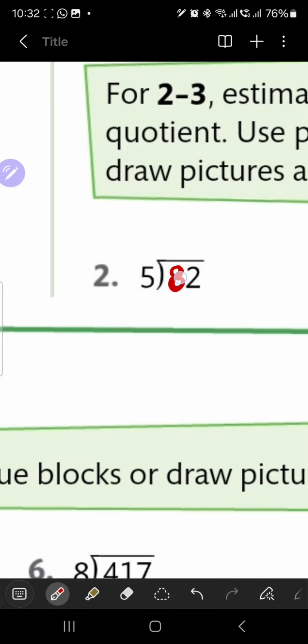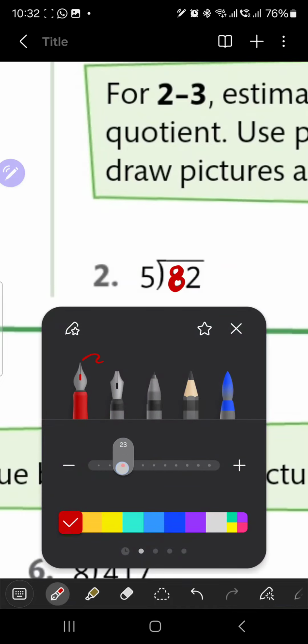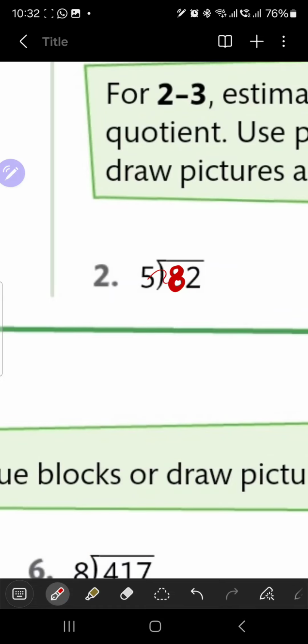We start with 8. Let me make this smaller. 8 divided by 5, that is how we read it. So we ask ourselves, in the timetable of 5, what is the number that is closest to 8? Timetable of 5, starting with 5 times 1 equal 5. Then 5 times 2 equal 10. But we don't have 8. The closest thing is 5, right? So 5 times 1 equal 5.